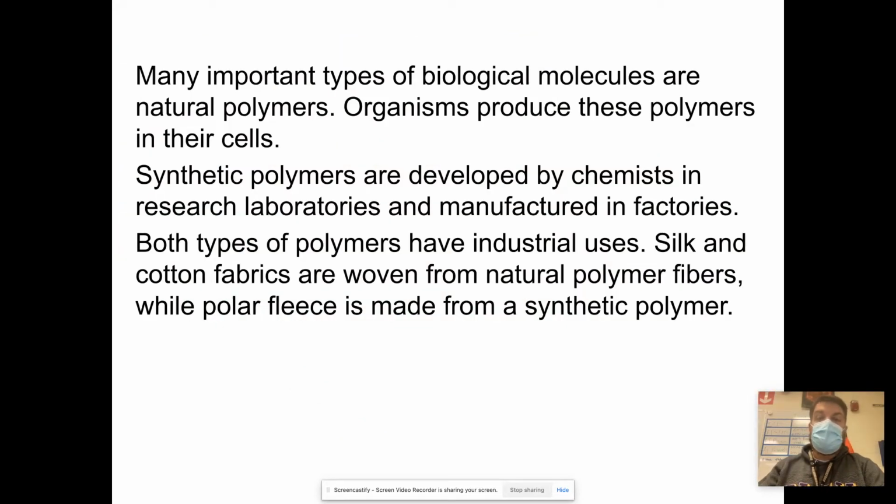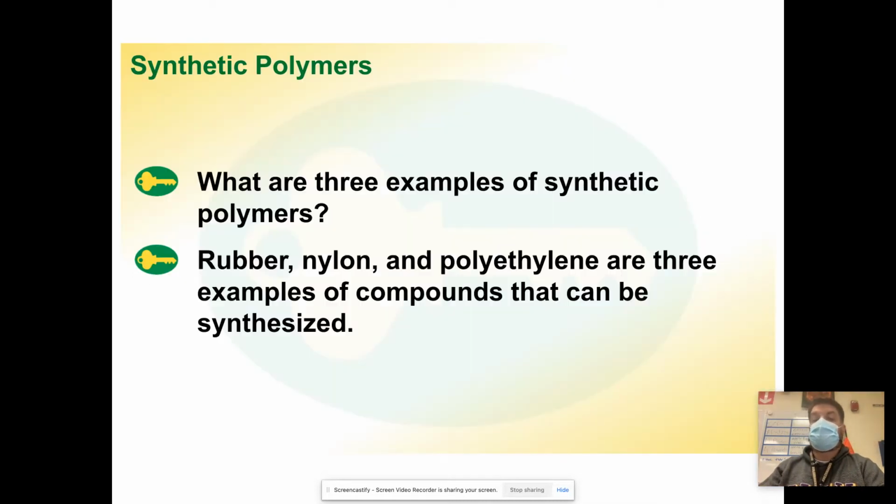Many important types of biological molecules are natural polymers. Organisms produce these polymers in their cells. Synthetic polymers are developed by chemists in research laboratories and manufactured in factories. Both types of polymers have industrial uses. Silk and cotton fabrics are woven from natural polymer fibers, while a polar fleece might be made from a synthetic polymer.